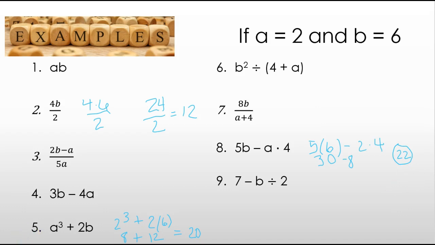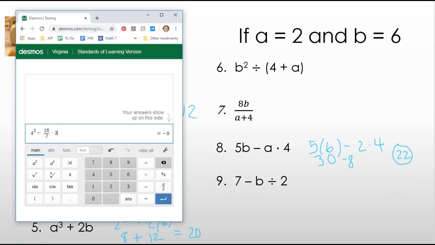And let's look at one in the calculator. All right, so let's do number 7. So we'll do 8 times, well, let's see here. I'm going to go ahead and put in the fraction bar now. So go ahead and put in division. So we'll do 8 times b, which is 6, and then 2 plus 4. So the answer is 8. So I have 8 times 6, 2 plus 4.